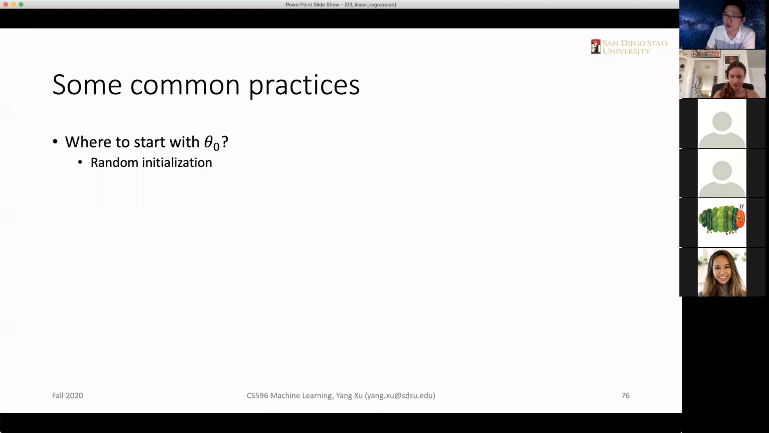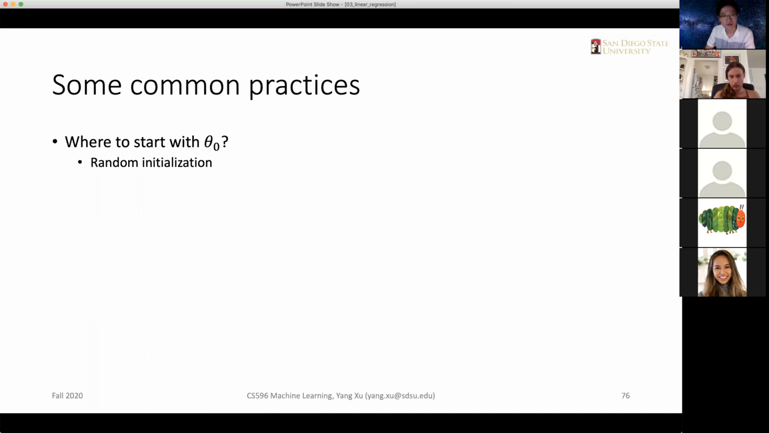And there are some common practices that I would like to mention here. Right. So first of all, these are very practical knowledge, and the choices for the parameters can change depending on what the problem is, what the actual data look like.